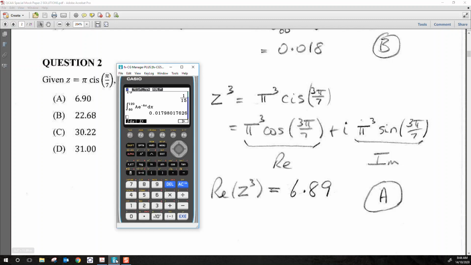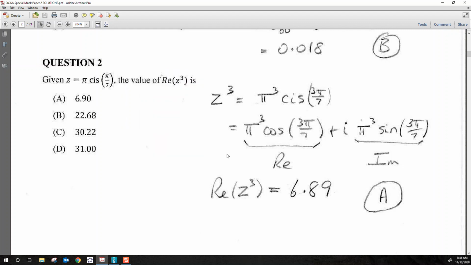So I simply plug that into my calculator. I'll need pi cubed, then cosine. Just check on my radians, that's a classic mistake, and it's 3 pi over 7. Oops, didn't mean to do that, meant to go down. 3 pi over 7 gives me close enough to 6.9. That's option A. Don't worry about the imaginary part, it wanted the real part.